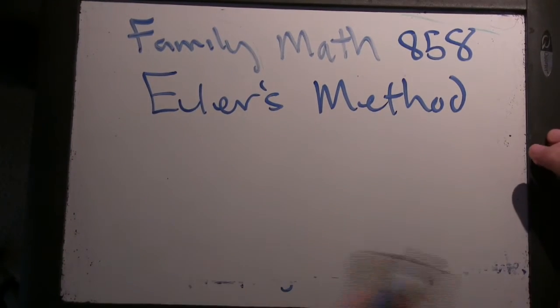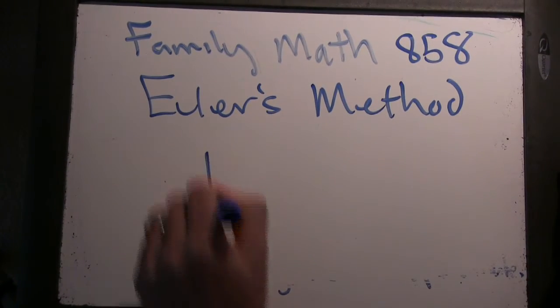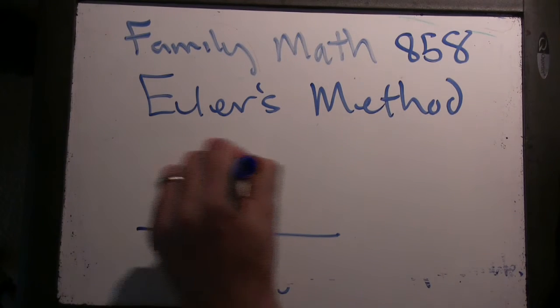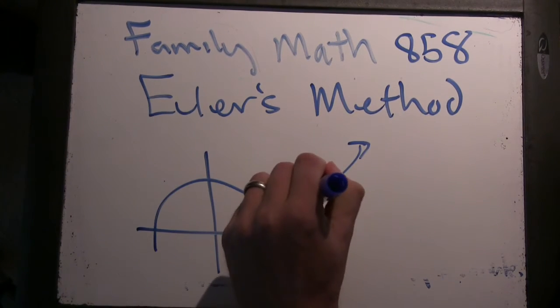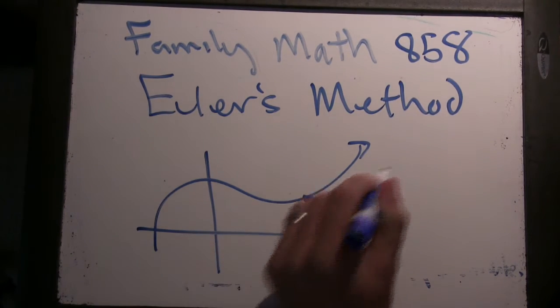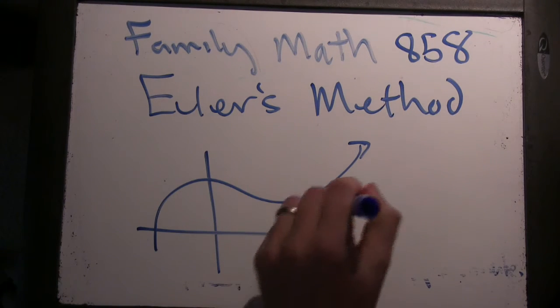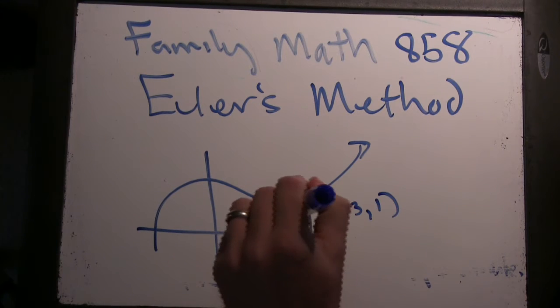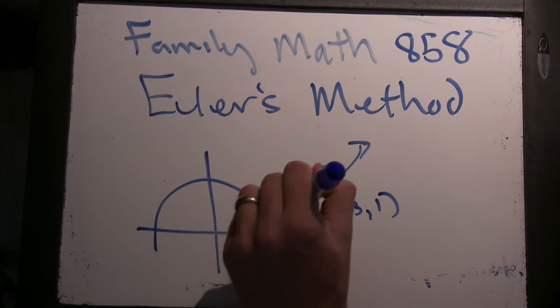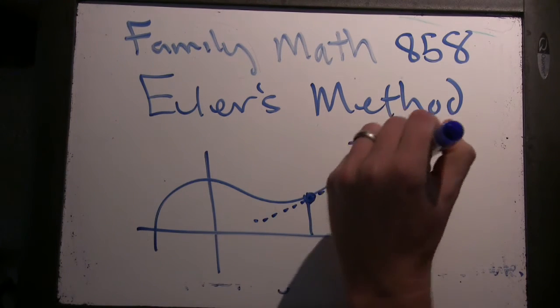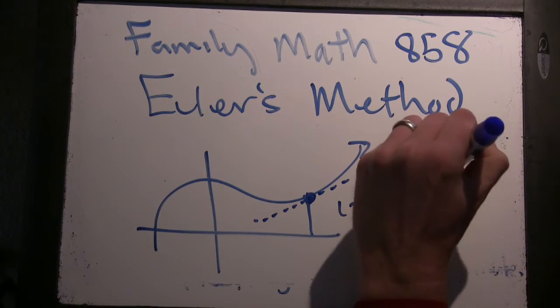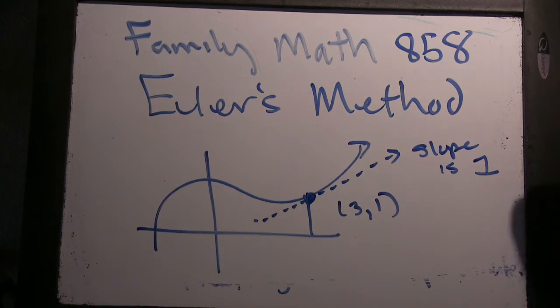So if I have a function that looks like this, and maybe I don't know what it looks like, but somehow someone knows it looks like this. But I know I'm at this point here, let's pretend that's (3, 1). And I know the slope at that point, let's say the slope is 1. Do you know what that means?